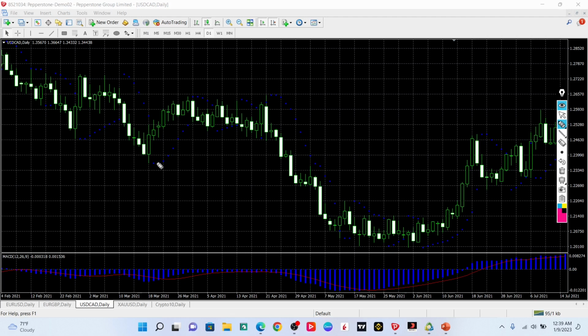Okay, so here it says we are going up, but this still says that we are on a bearish trade. So we would not take that signal, and you see it was not that much successful.